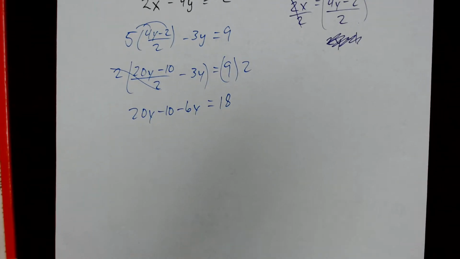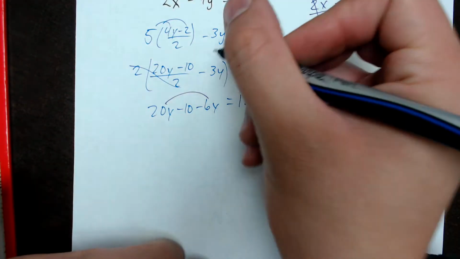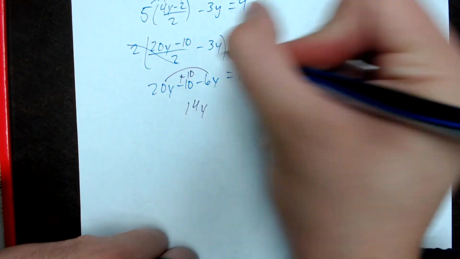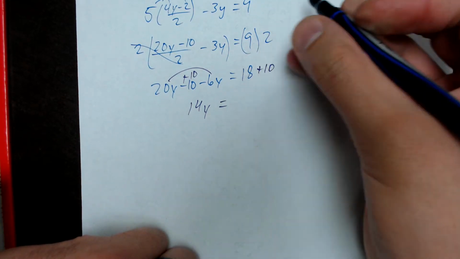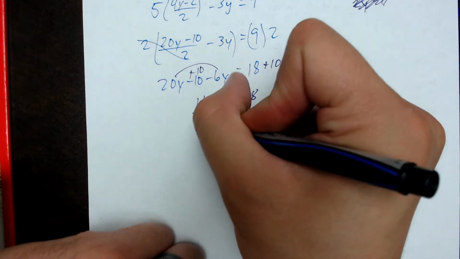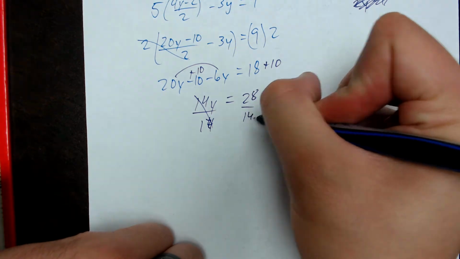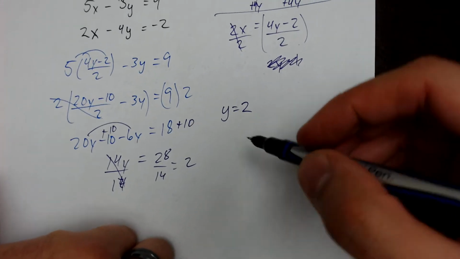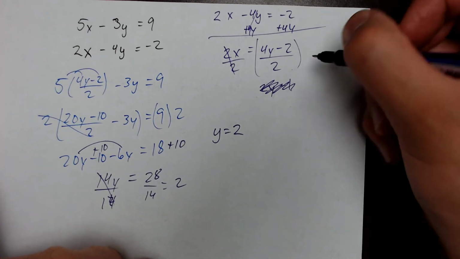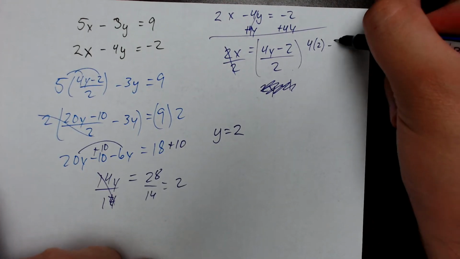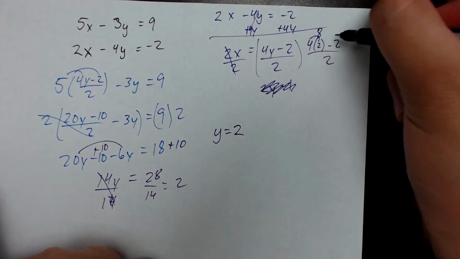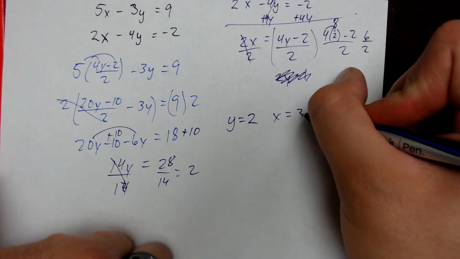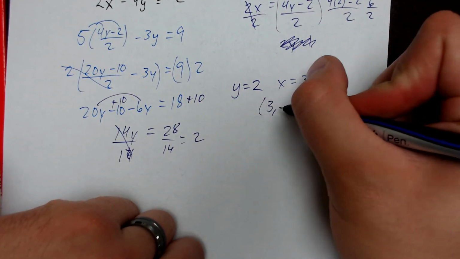So from here, we have a simple equation. We'll combine like terms. 20 minus 6 is 14y. We'll add 10 to each side. That gives me 28. So 14y equals 28. Then 1y is equal to 2. So y equals 2. If y equals 2, then I can go back to this equation and plug it in here. So 4 times 2 minus 2, divided by 2: 8 minus 2 is 6, 6 over 2 is 3, so x equals 3. Then we write our answer as the ordered pair 3, 2.